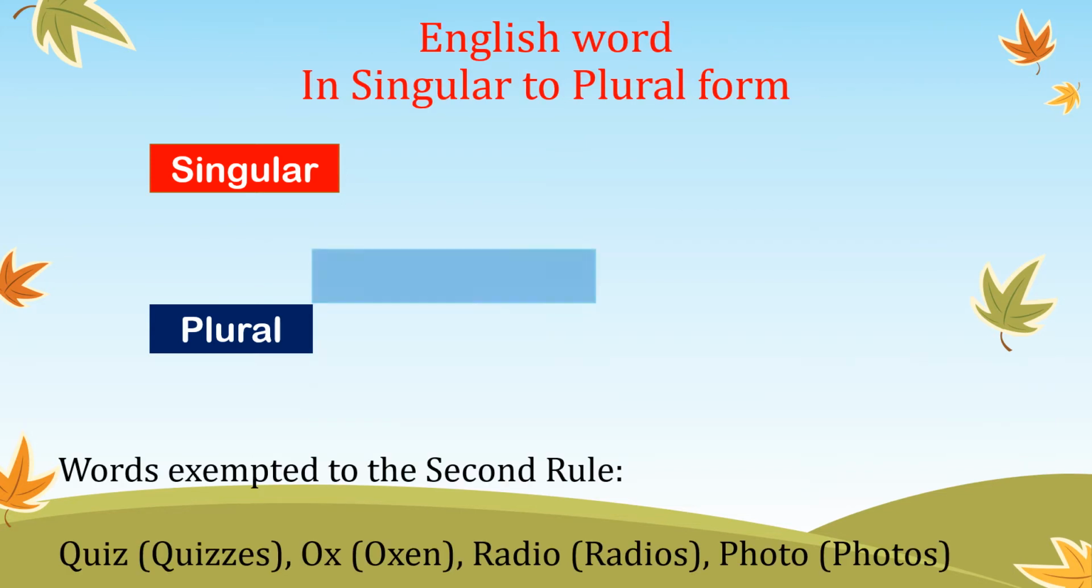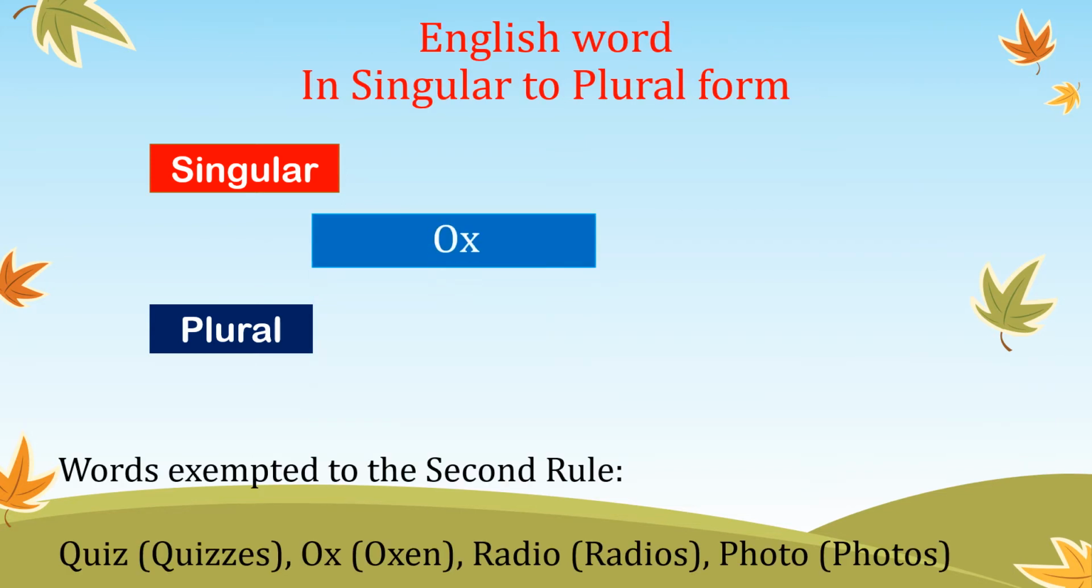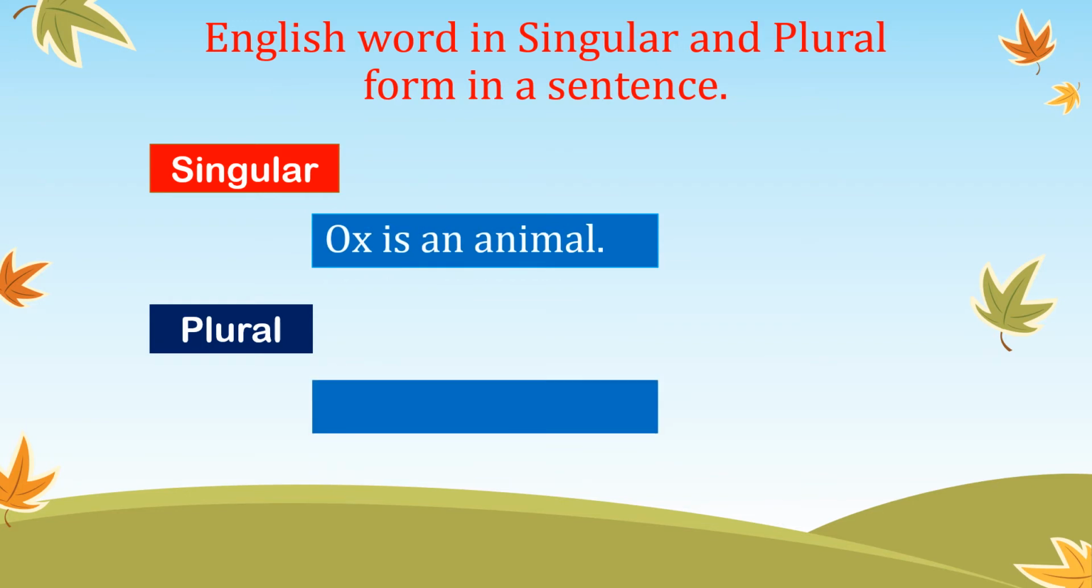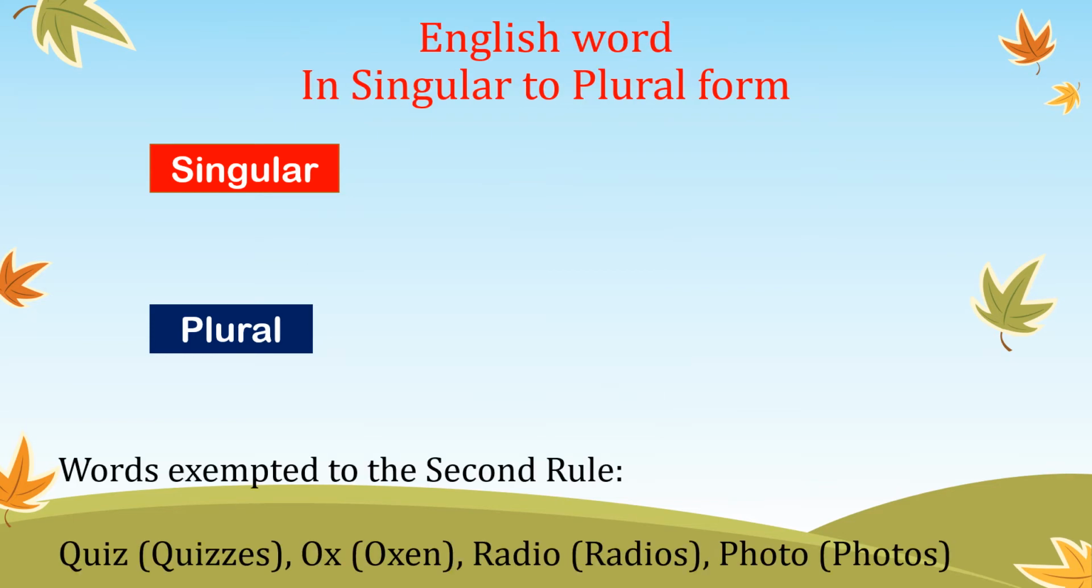And again, guys, these are the words exempted from the second rule. Ox, oxen. Now let's use it in a sentence. Singular: Ox is an animal. Now let's use ox in plural. Oxen eat plants.